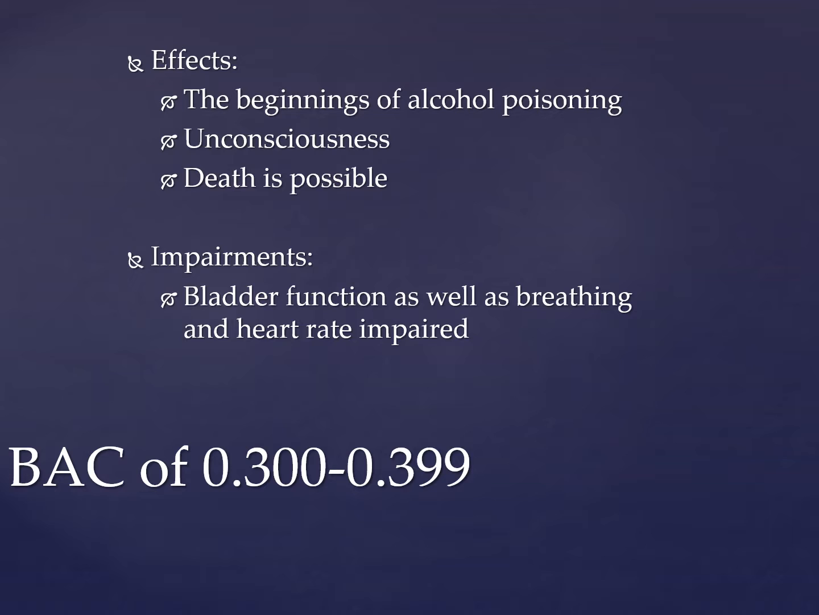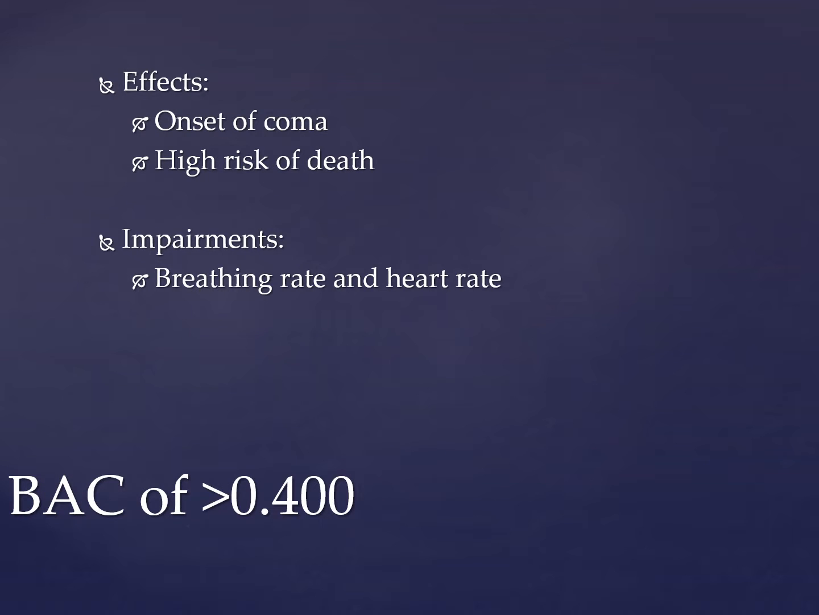A blood alcohol content of 0.3 to 0.399 is the beginnings of alcohol poisoning. You will probably be unconscious, and death is possible. Bladder function, as well as breathing and heart rate, are also impaired. At a blood alcohol content of anything greater than 0.4, you're looking at the onset of a coma, and there's a very high risk of death. Breathing and heart rate are significantly diminished, if existent at all, at this point.